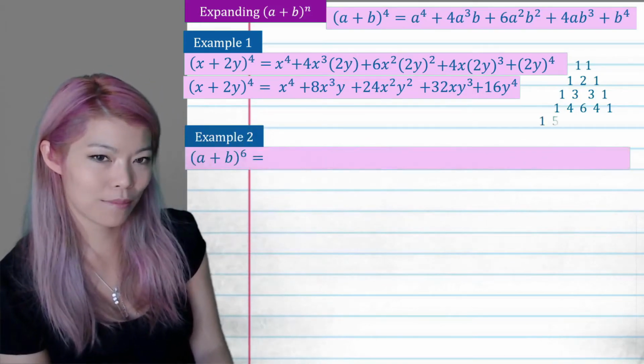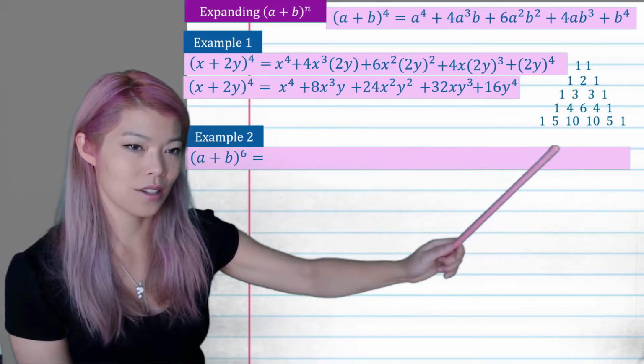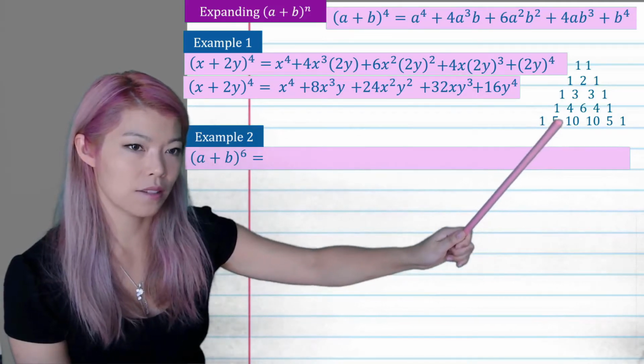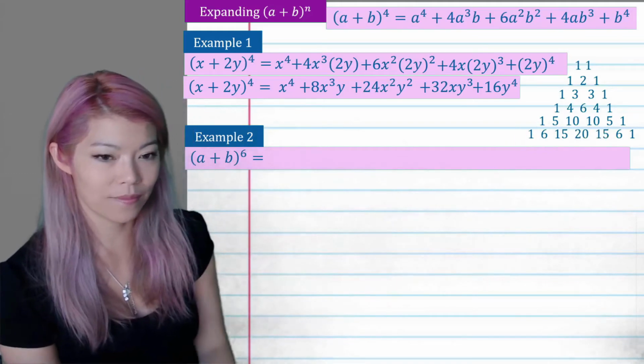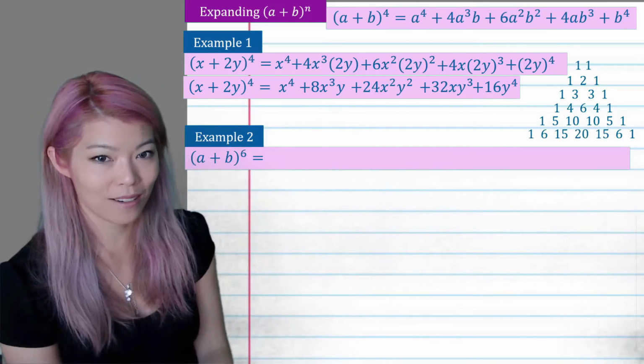Let's do one more example, this time with a 6. Here we have the next line, so then we need the line with a 6. So 1 plus 5 is 6, 5 plus 10 is 15, 10 plus 10 is 20, etc. Pause the video and unpause, and I'll leave the solutions here for you to work it out.